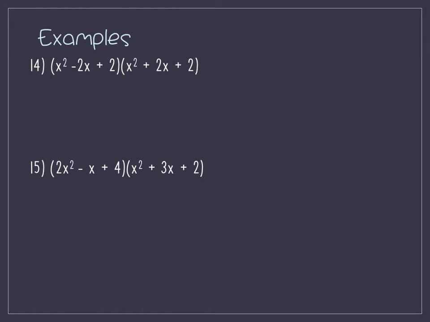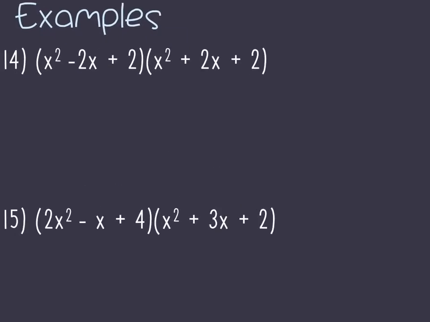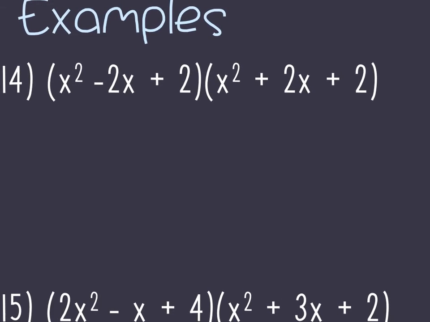As usual, they just get more complicated. Now we've got 3 terms, right? So we can't say the words first, outer, inner, last because there's more than 2 in each expression. But what we're doing is still using the same procedure, which is distributing, right? So for number 14, I'm going to take that x squared and multiply it times all the terms in the second parentheses.